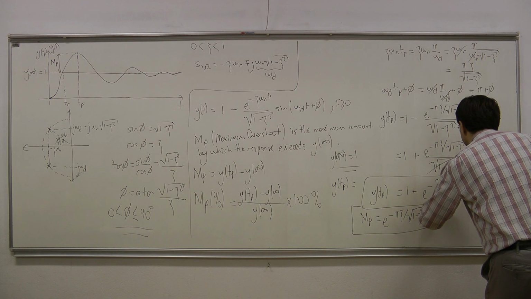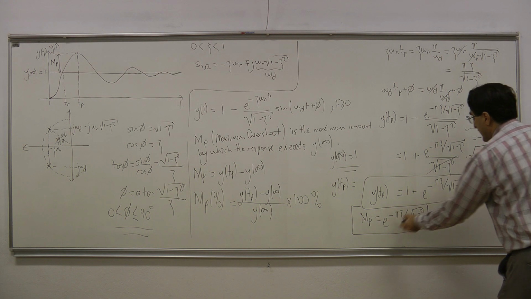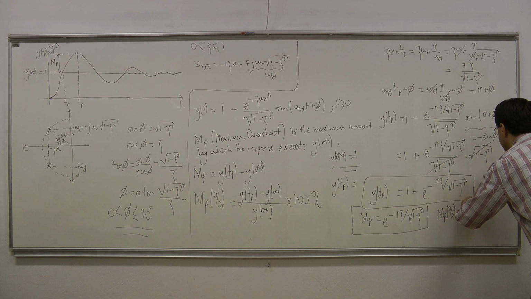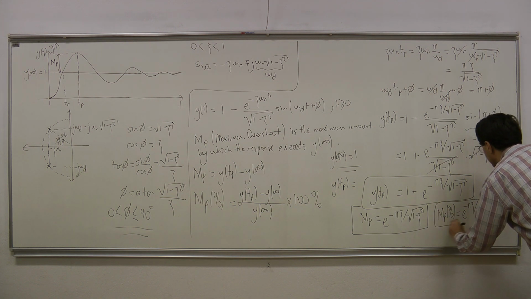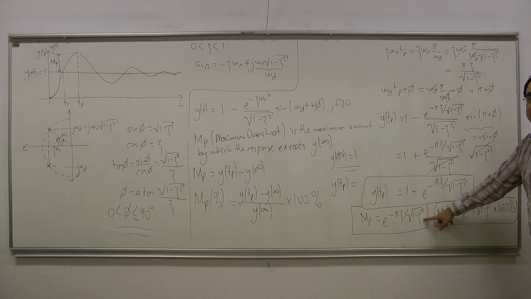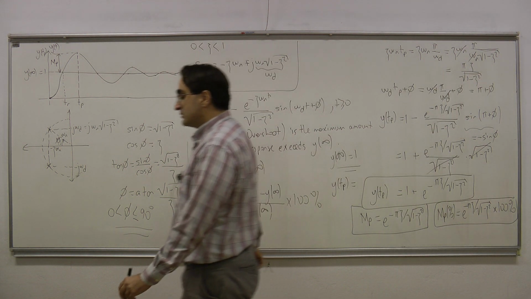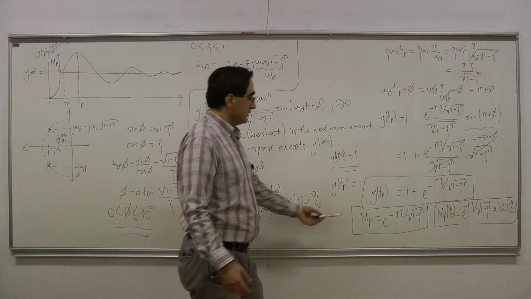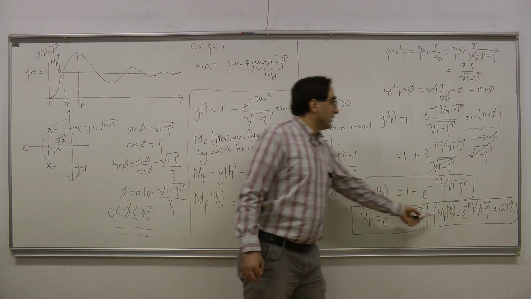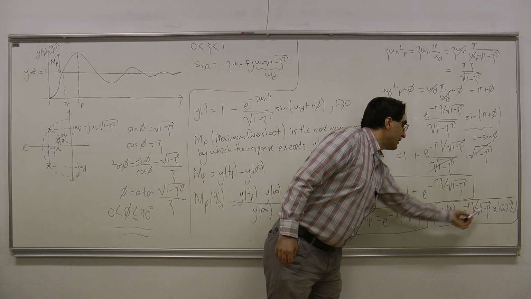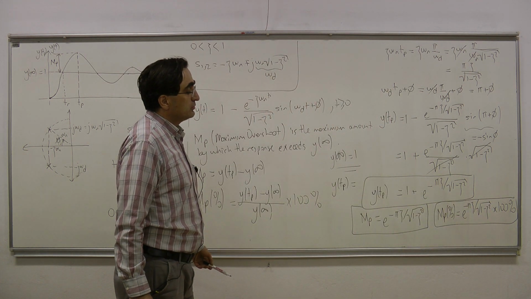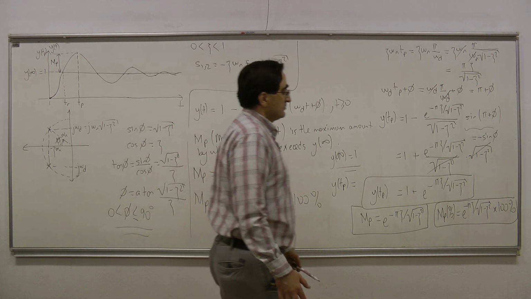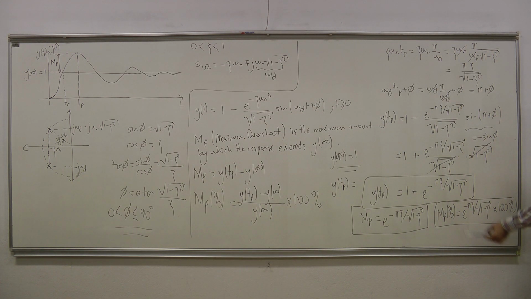And what about the percent overshoot? It is the same number, e to the minus pi psi over square root of 1 minus psi square, times 100%. Okay? This is the percent overshoot. This formula is only valid when you have a second order system in standard form. Okay? No scaling. Okay? But this formula is valid everywhere. Even if you have a scaling, this formula is independent of that scaling, and that is what we are going to be using when we have a second order system not in standard form.